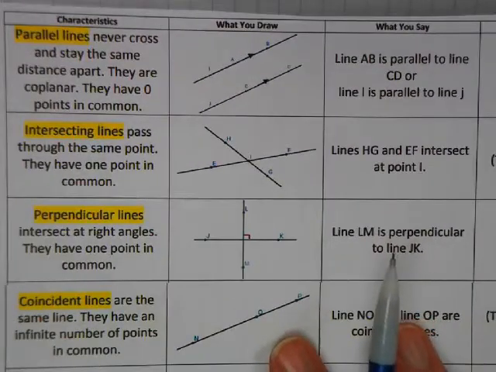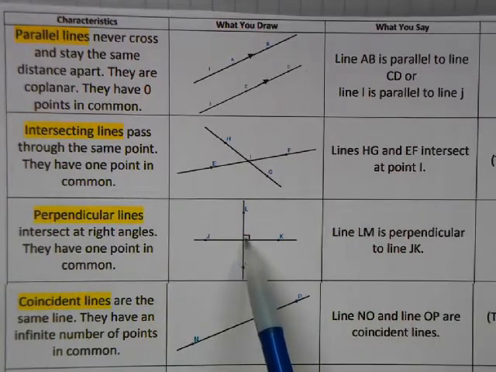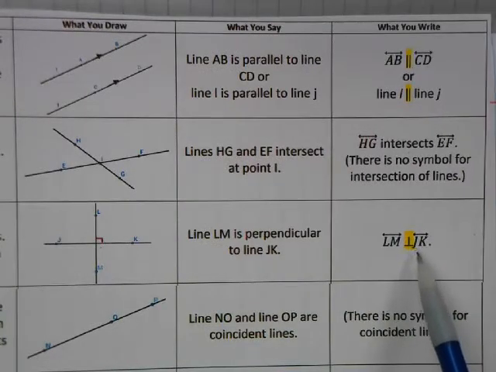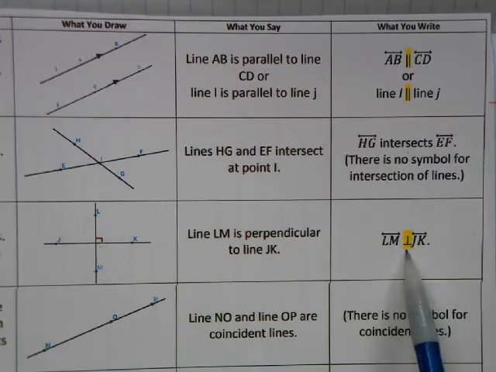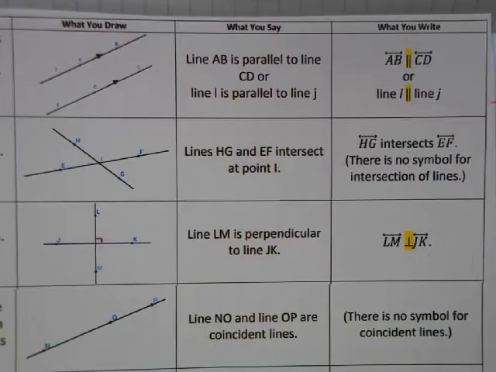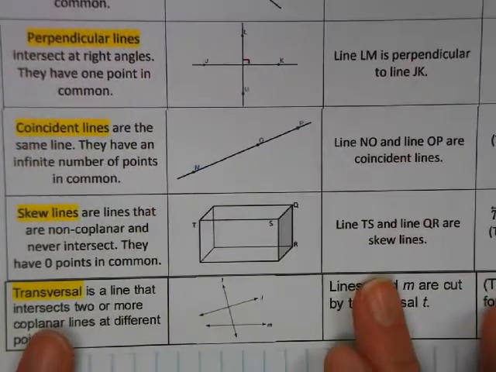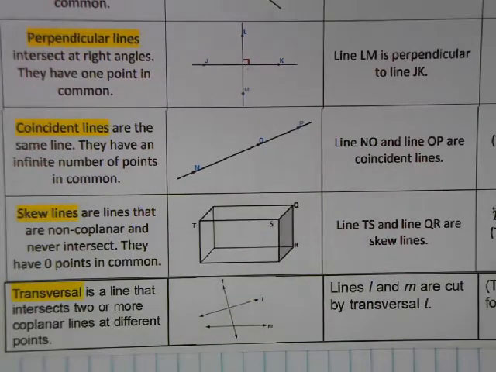And then perpendicular lines, they intersect to form a right angle. So you're going to see the perpendicular symbol in a diagram. It looks like the right angle symbol. And you also have the symbol for perpendicular, which is an upside down T. So you would say line LM is perpendicular to line JK. Okay, coinciding lines are the same line. So they're just lines that some people say they are on top of one another, but they're really the same exact line. And there is no symbol for coinciding.